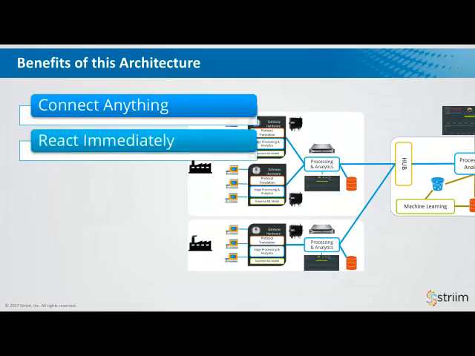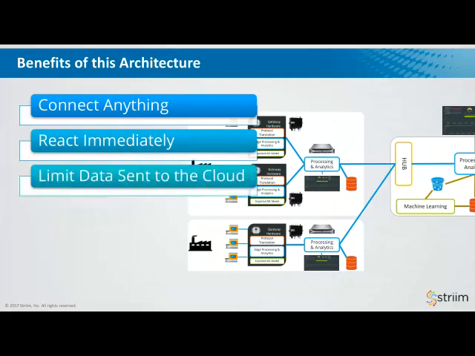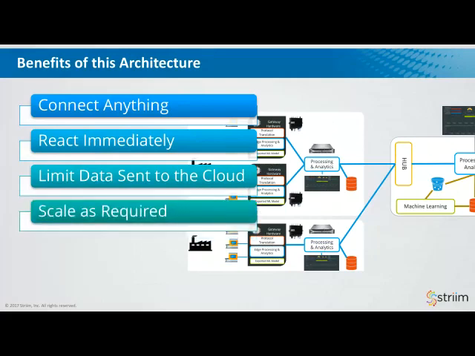It allows you to react immediately because you're doing the edge processing and analytics, and also limit the data sent to the cloud and change that data to information before it ever makes it into the cloud to make everything much more efficient. It obviously will scale as required, because you are moving a lot of the processing to edge devices, and edge devices can inherently scale just by adding more of them and add more on-site processing and analytics as necessary, and scale out the cloud, because that's what the cloud is designed to do.